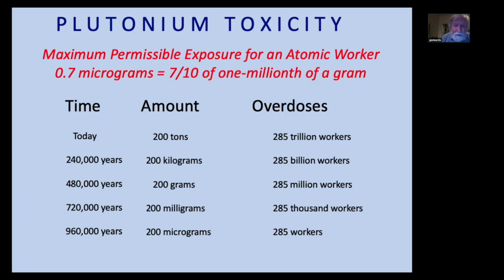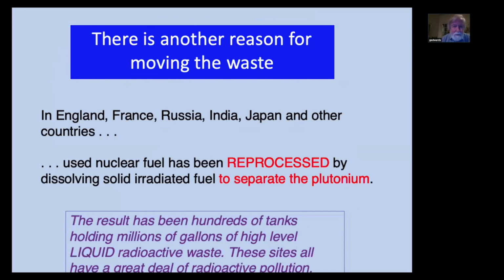And consequently, that's another reason why one has to be very cautious about what we're doing with it and whether it makes sense to actually abandon this material, to plan to abandon it. There's another reason for moving the waste as well, however, and that is in other countries such as England, France, Russia, India, Japan, and of course the United States for their weapons program, used nuclear fuel has been reprocessed by dissolving the solid irradiated fuel into a liquid form and then chemically separating the plutonium. This is called plutonium extraction, and it goes by the name of reprocessing.